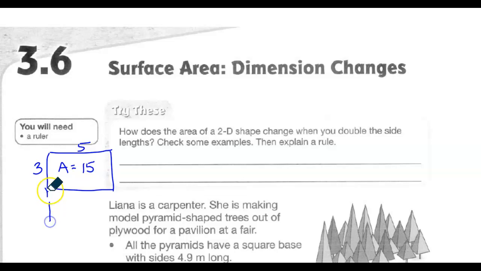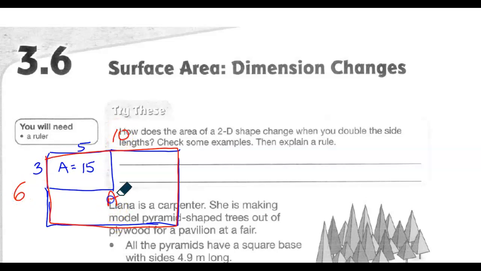So I make it twice as big, both sides. So this would be 6. I'll do it in red. 6 here, and this would be 10. So that would be 60. Basically, it's 4 times as big.